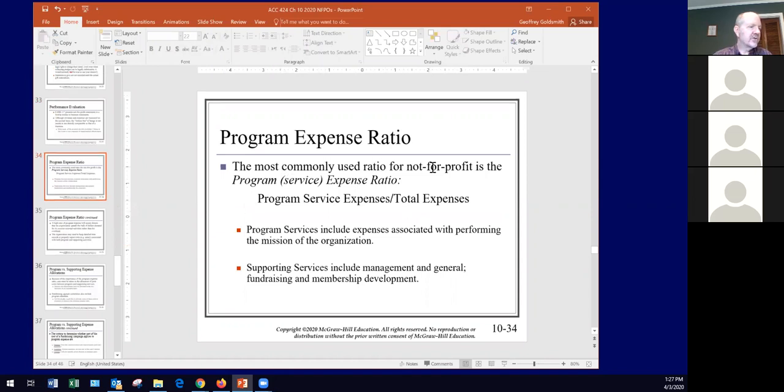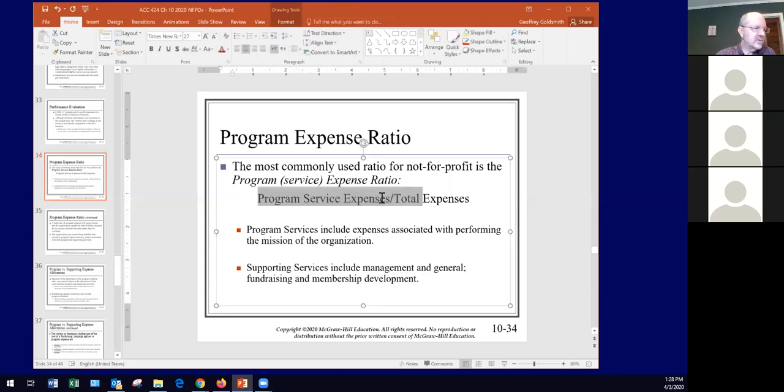Most commonly used ratio for not-for-profit is the program service expense ratio: program service expenses divided by total expenses. Program services is the money they're spending on the organization's mission, not on the supporting services, which is the overhead for management, general, fundraising, and membership development. So this is commonly used: how much of their money is spent on the program as a percentage.